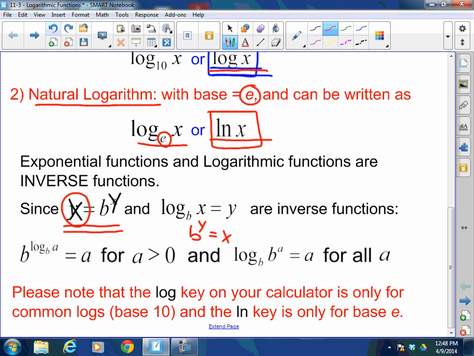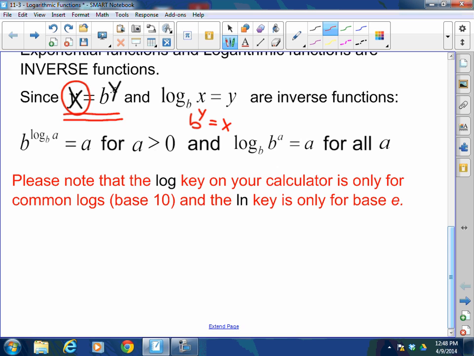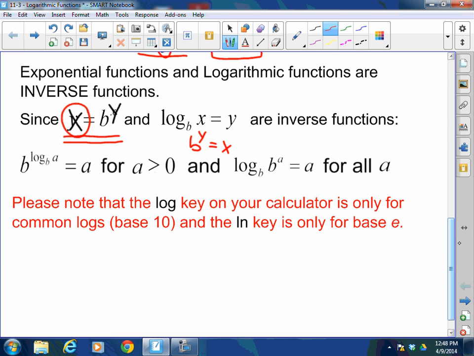Does that make sense, my friends? Now, there are two super important properties that you must learn today and keep with you for the rest of this chapter. But they're really easy. If I have base b raised to the log base b of a, this base cancels out the log base b, and I'm left with an a.